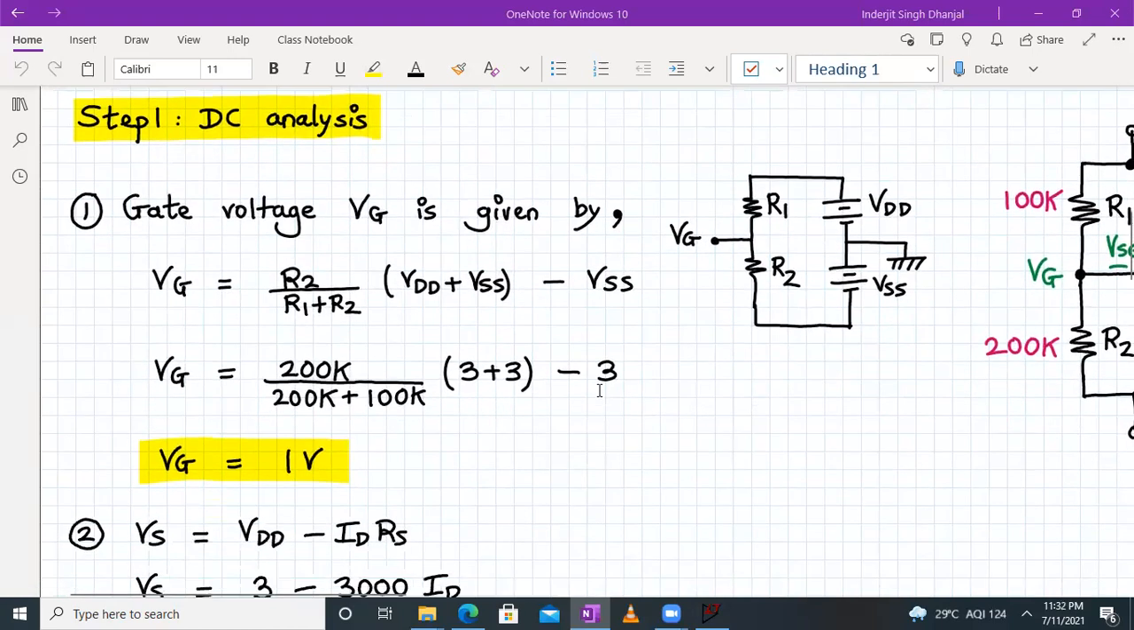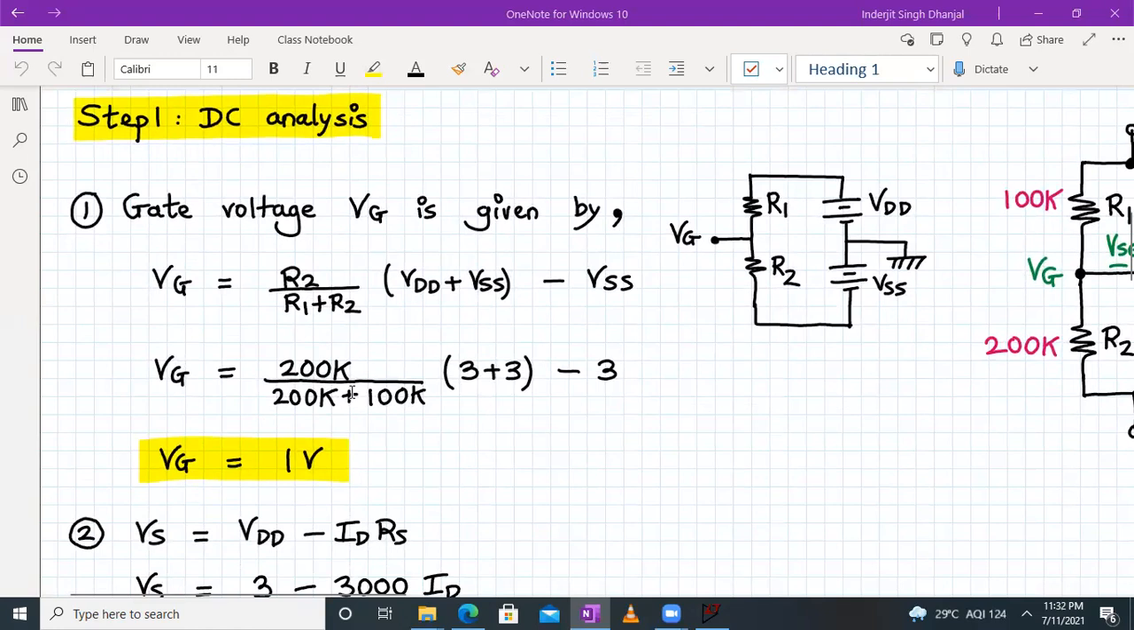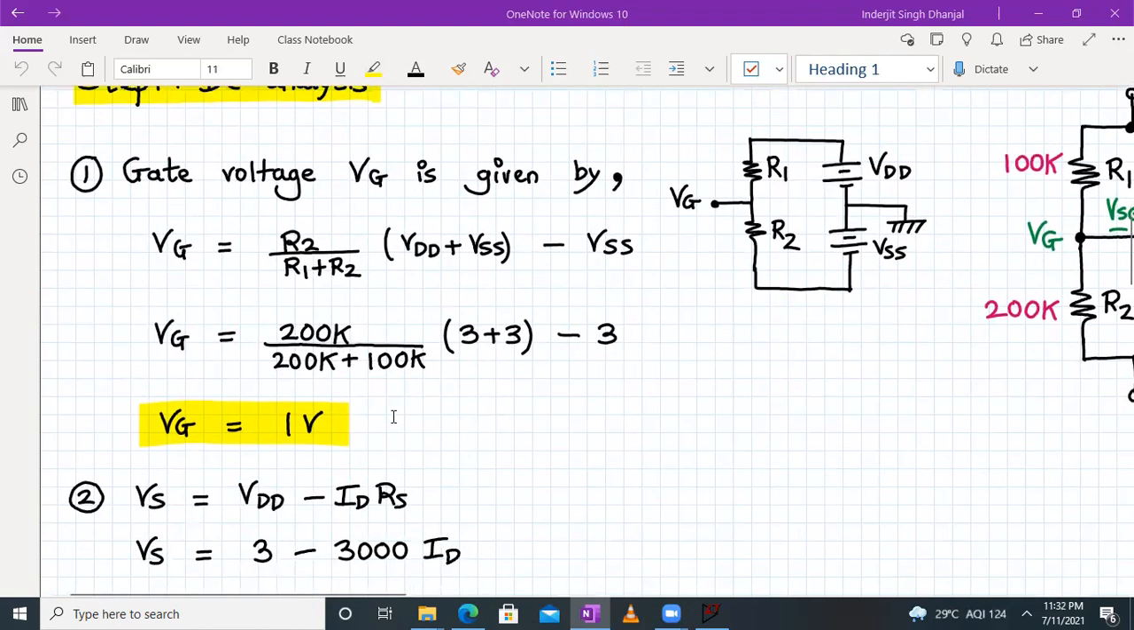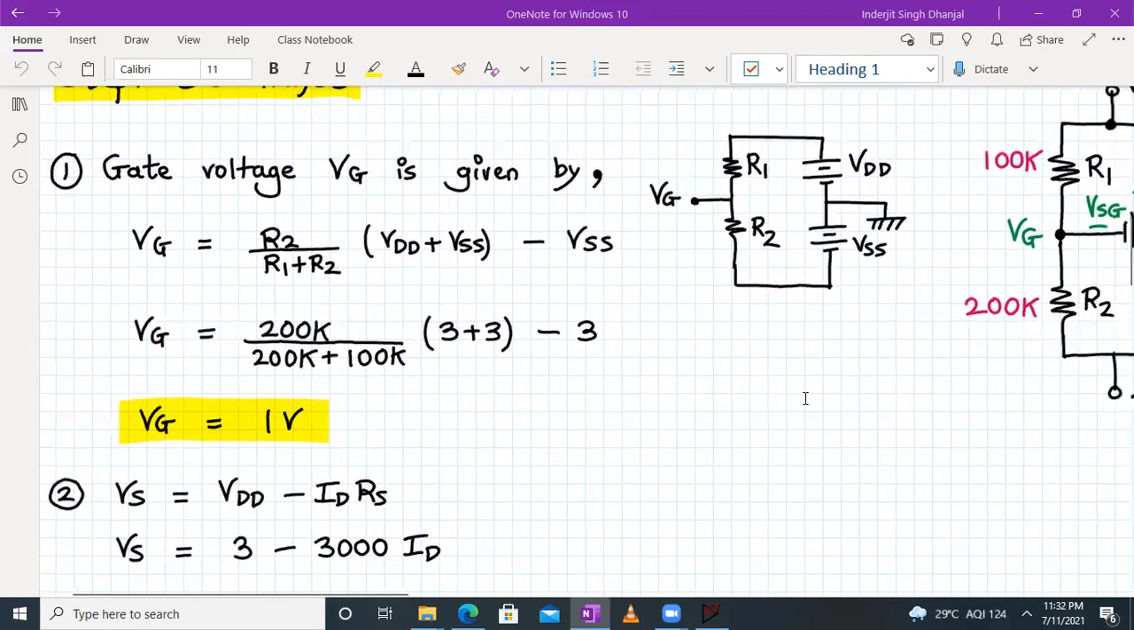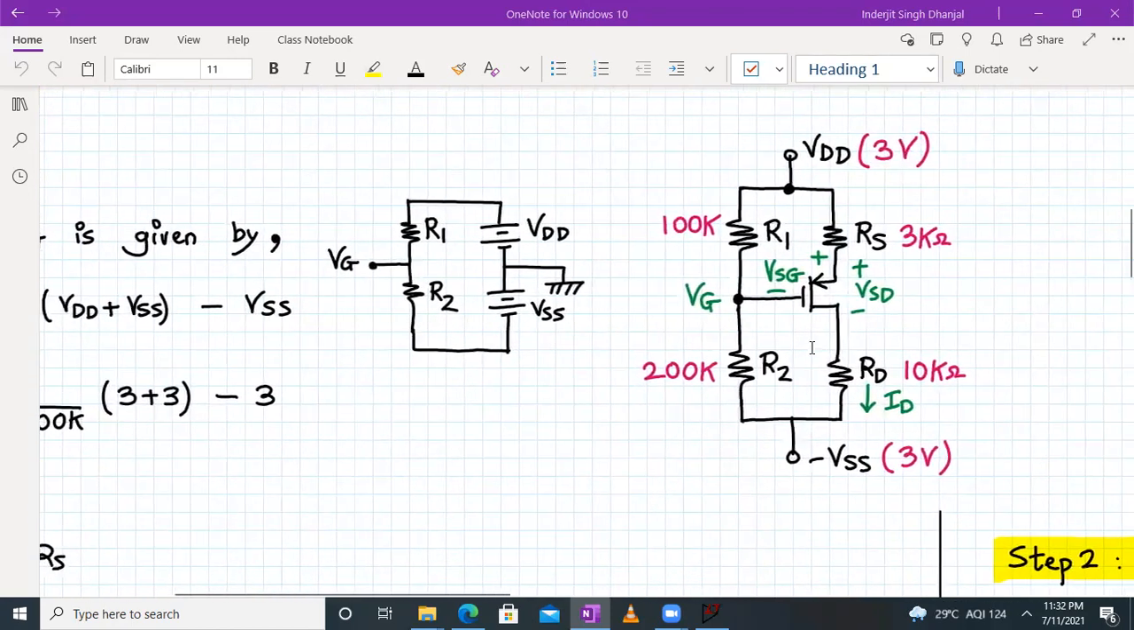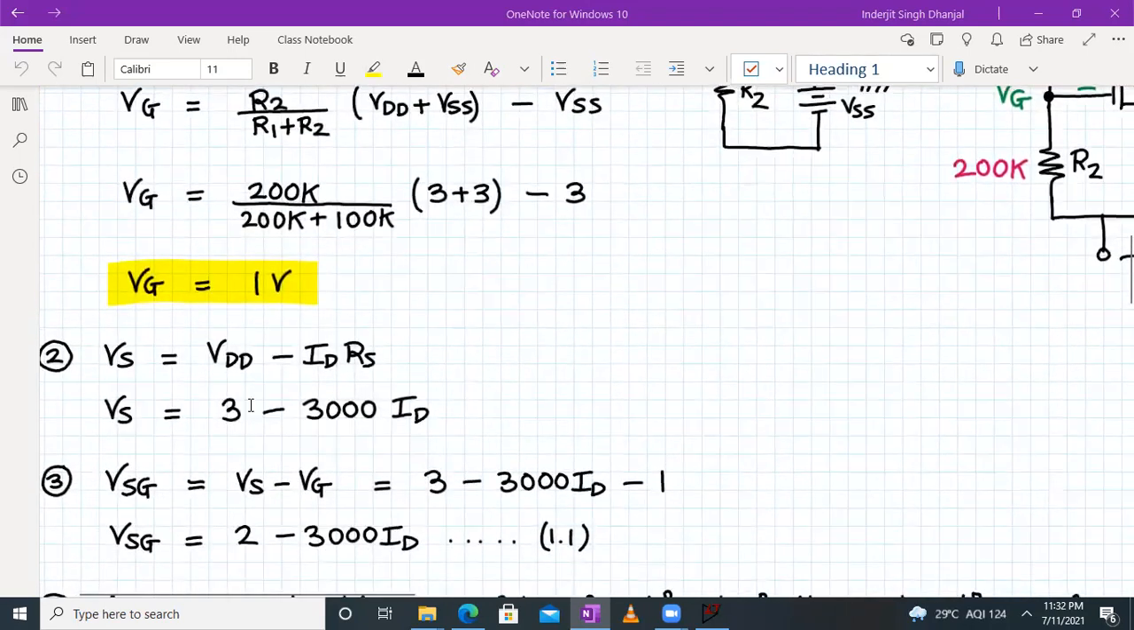In terms of numbers, R1, R2, VDD and VSS values are given to us. We will plug in all the values in the calculator and we should get the value of VG as 1 volt. Now, for the value of Vs, as you can see, the above terminal is the source terminal and the below terminal is the drain terminal. So the value of Vs will be VDD minus IDRS.